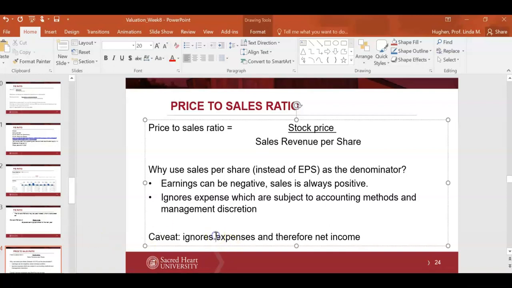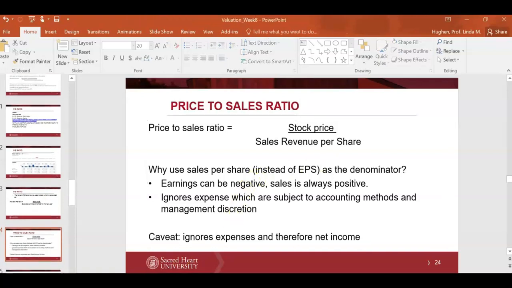So the caveat to this is that it does ignore expenses and it's not looking at net income. Remember, when we analyzed performance last week, we looked at how much income was produced based on sales and how much income was produced based on net income. Those are very different metrics. Sales does not tell us anything about the efficiency of running the business and having those sales generate actual income to the investors.